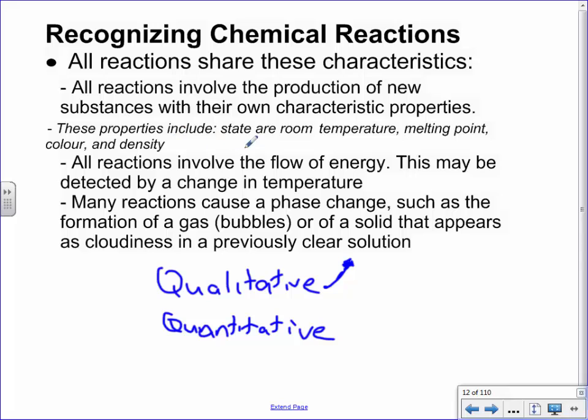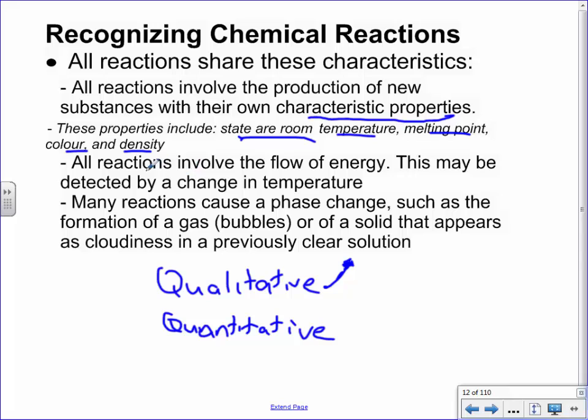First one is properties have changed. Like, say, the state of matter at room temperature, your melting point, your color, your density. Those are good indications that a chemical reaction has taken place. What color was the sheet of paper before I crumpled it up? White with some black on it. What color is it now? White with some black on it. Has it actually changed? No chemical reaction. Let's say I burn it. Well, then it's probably going to be brown, black, depending on how it burns. Right? A new color is usually an indicator of a chemical change.